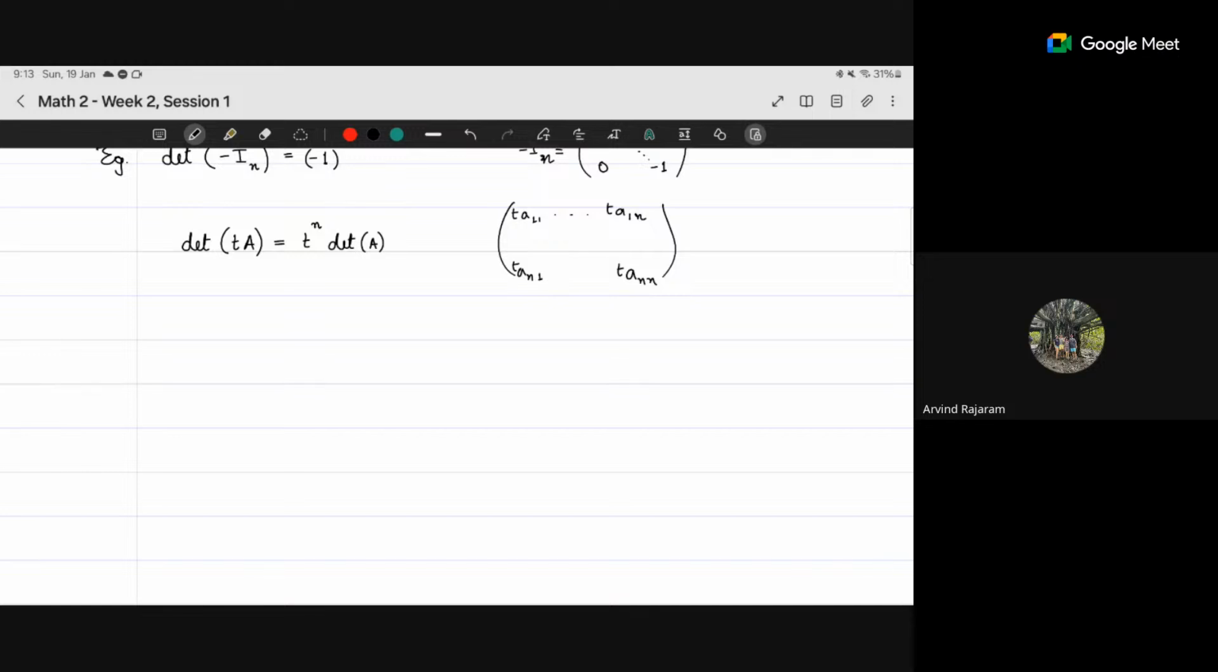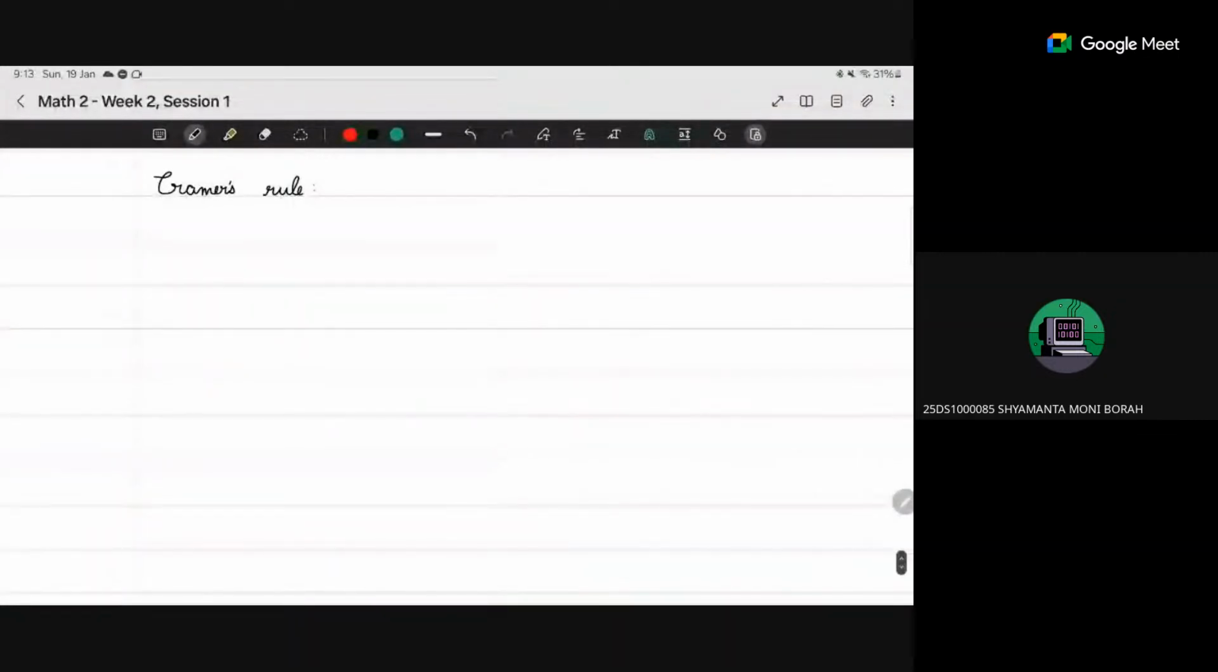Let's go to Cramer's rule. Sir, if we are asked to compute the inverse, we'll simply put 1 by determinant A, right? That is determinant of the inverse. That is not the inverse. The inverse of a matrix is a matrix, correct? Right. So how do you compute the determinant? Sorry, the inverse, we'll get there.